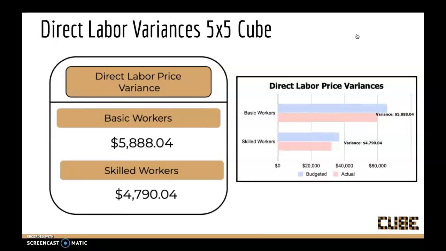For the direct labor price variance, we had a favorable variance of $5,888.04 for basic workers and a favorable variance of $4,790.04 for skilled workers. This creates a total favorable variance of $10,678.08.